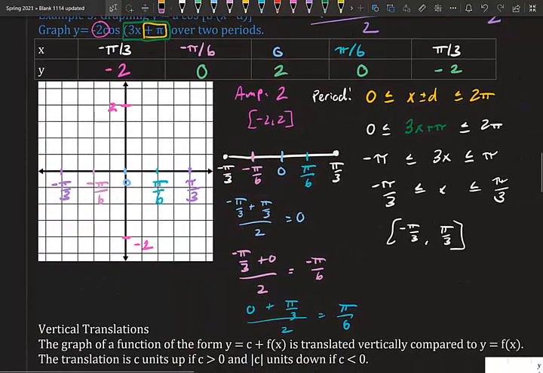So let's go ahead and plot our points. We have negative pi over 3, negative 2. Then we have negative pi over 6, 0. Then we have 0, 2. Then we have pi over 6, 0. And then pi over 3, negative 2. And we connect the dots as best as we can.